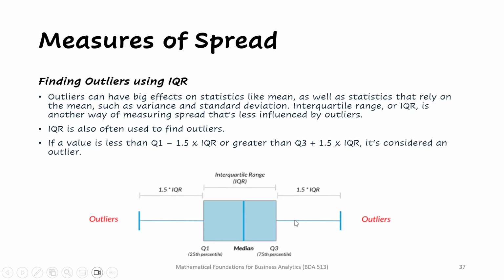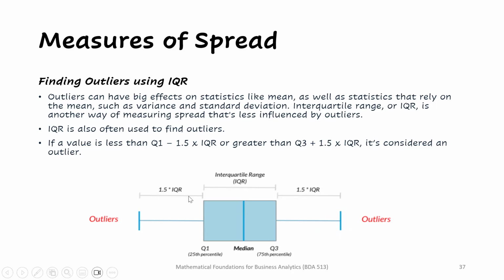Now, when we come to the right-hand side, Q3 and above, there's a vertical line here. Between Q3 and that vertical line is the upper whisker. Anything beyond that is an outlier. So whether at the top or at the bottom, if any data point is there, it is an outlier.